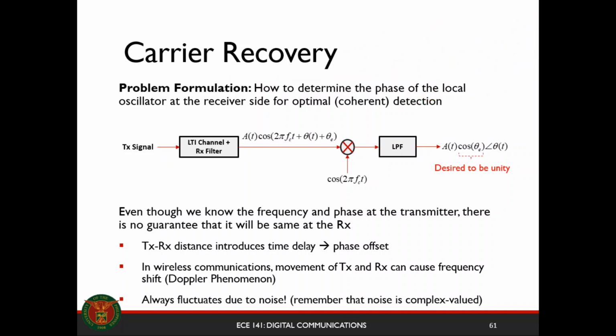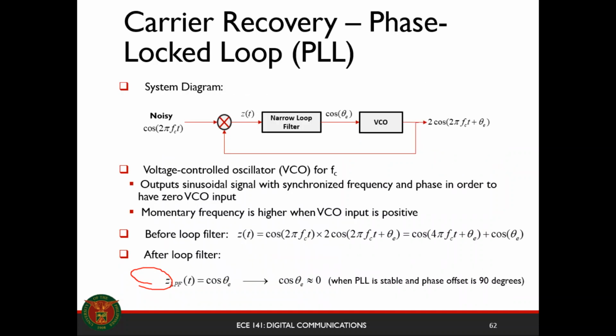Okay? So even if we know the frequency of the transmitter and phase of the transmitter, there's no guarantee that it will be the same at the receiver. So between the transmitter and your receiver, there could be a time delay, which creates a phase offset. In wireless communications, TX and RX can have frequency shifts due to Doppler phenomenon, and it always fluctuates due to noise. To recover the phase of our transmitter, we can use what we call the phase locked loop.